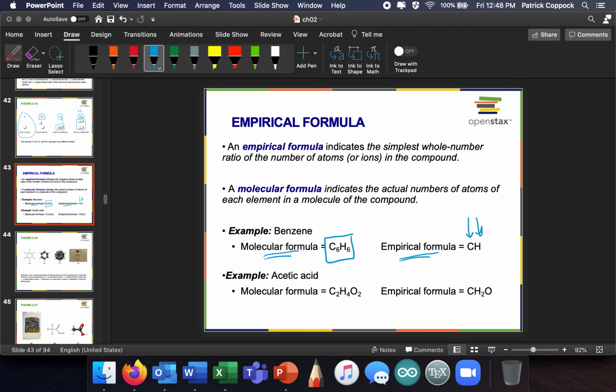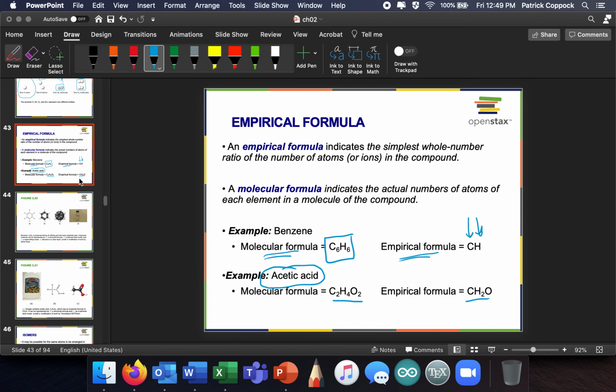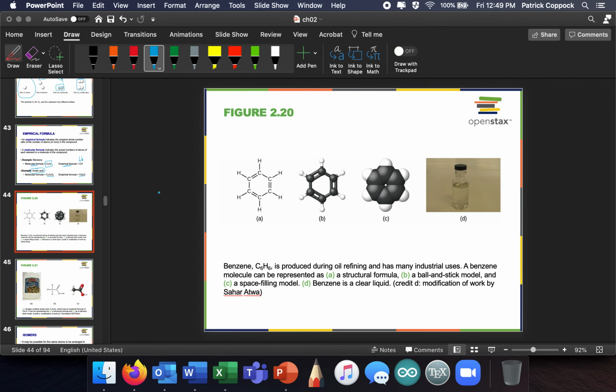Okay? Acetic acid, which is the important element of vinegar. Vinegar is about 3 to 5% acetic acid. It's mostly water, right? But vinegar has acetic acid in it, and its molecular formula is C2H4O2. Can you see that these are all multiples of 2? Right? So we divide everything by 2 to get its empirical formula. We'll describe later why empirical formulas are valuable to us, but for now, just appreciate that that's what the empirical formula is.